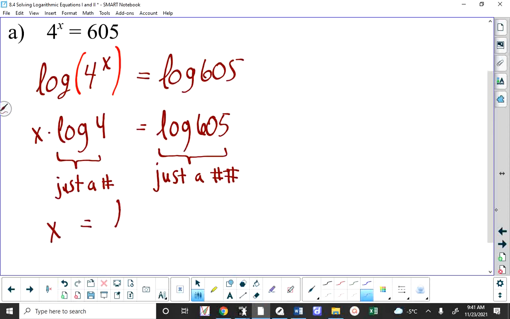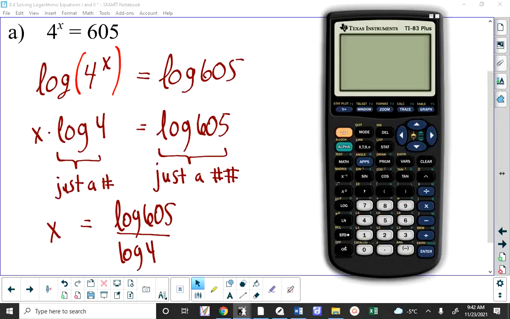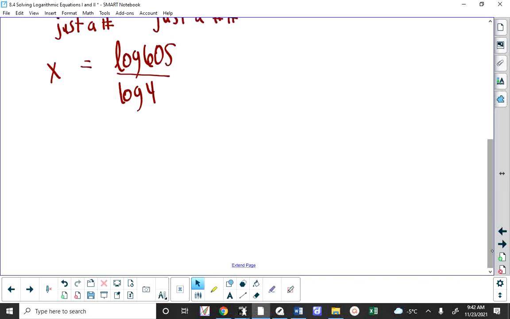So to get x by itself, you take log 605 over log 4. That's the answer. That's the exact answer. Okay? Whatever this is equal to in decimal form will simply be a decimal approximation. Log 605 divided by log 4. The answer is approximately 4.62 if you wanted a decimal value.